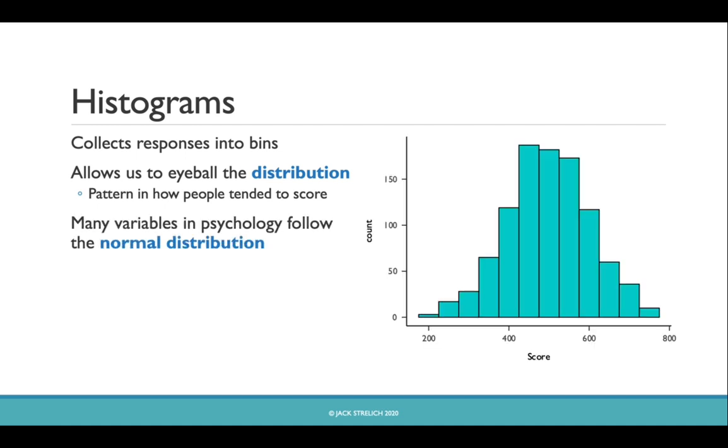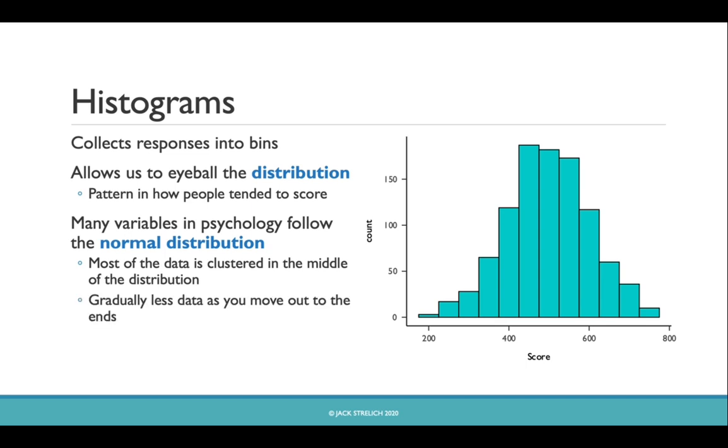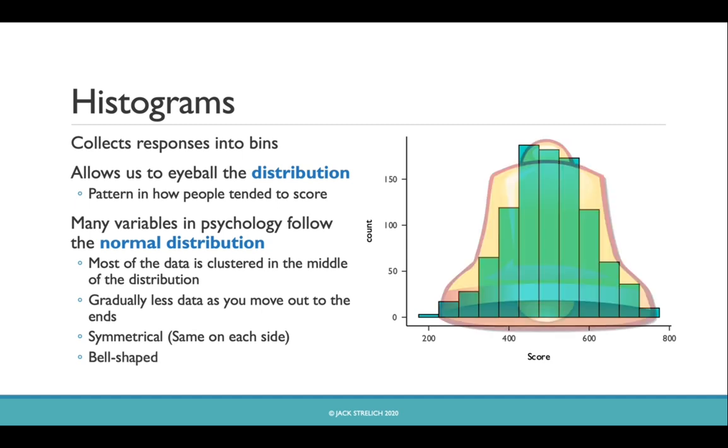Many variables in psychology follow a specific distribution known as the normal distribution, shown here on the right. In a normal distribution, most of the data is clustered in the middle. There's gradually less data as you move out to the ends, the extreme positive and negative ends of the scale, and the distribution is symmetrical. It's roughly the same on both sides. Normal distributions are often referred to as bell-shaped, and indeed the normal distribution is sometimes also called the bell curve. If you squint, I think you can see the resemblance here.